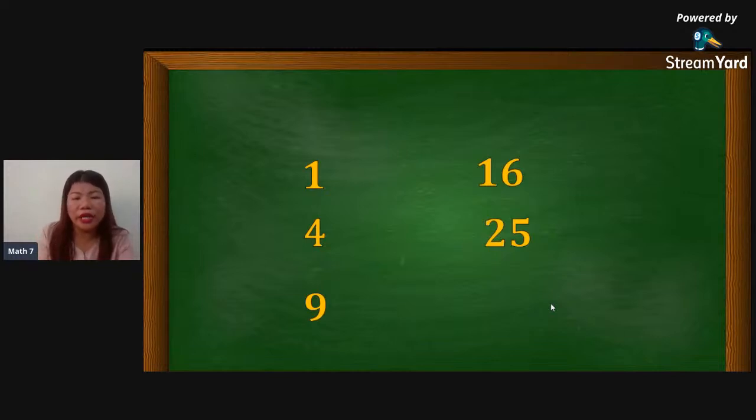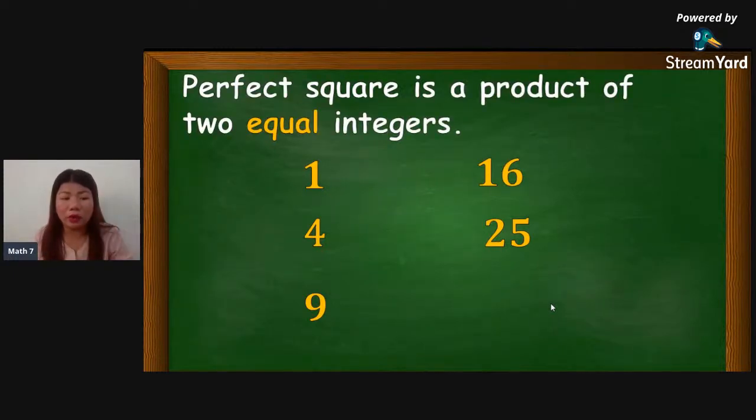So yung 1, 4, 9, 16 at 25, ang tawag natin dyan ay perfect square number. Ulitin ko ha, 1, 4, 9, 16, 25, perfect square number yan. Okay? So, ito po ay product ng dalawang equal integers. Kasi, ang 1 times 1 is 1. 2 times 2, we have 4. 3 times 3 is 9. 4 times 4 is 16. 5 times 5 is 25.